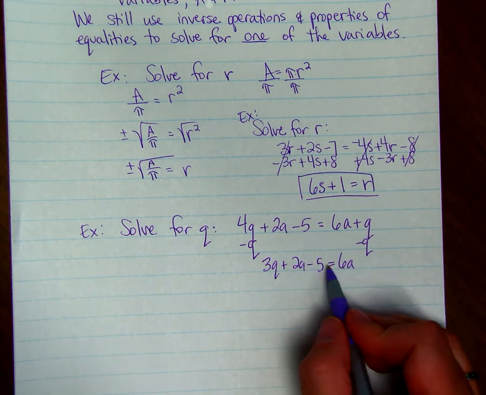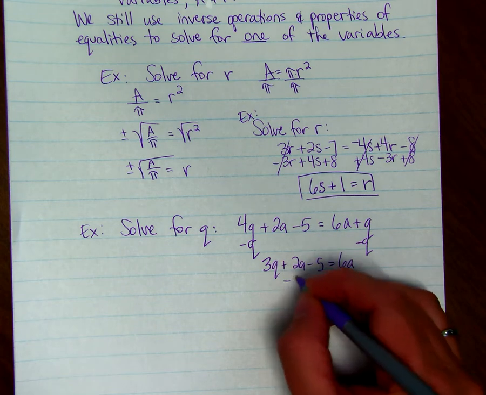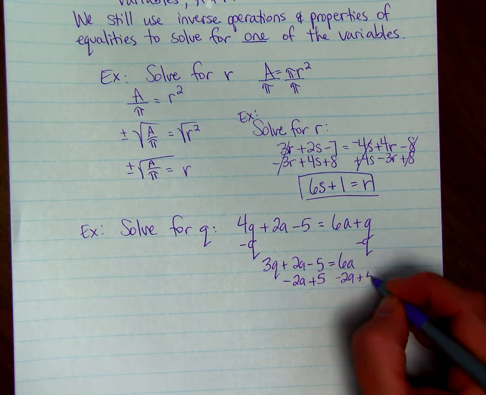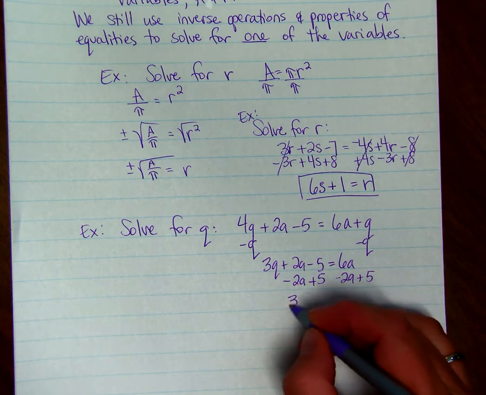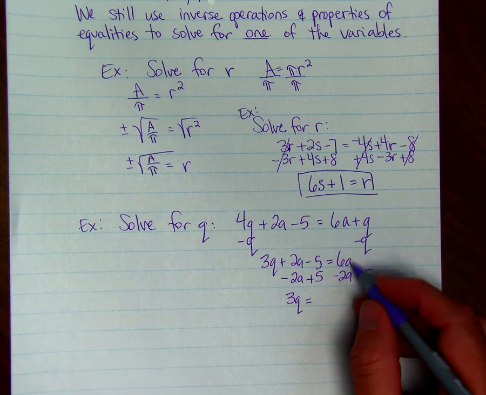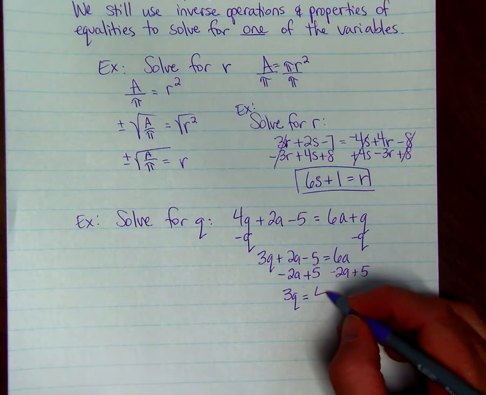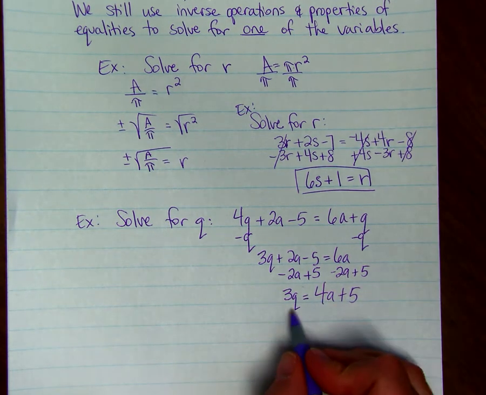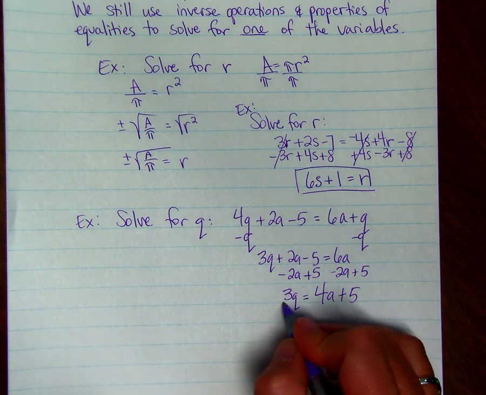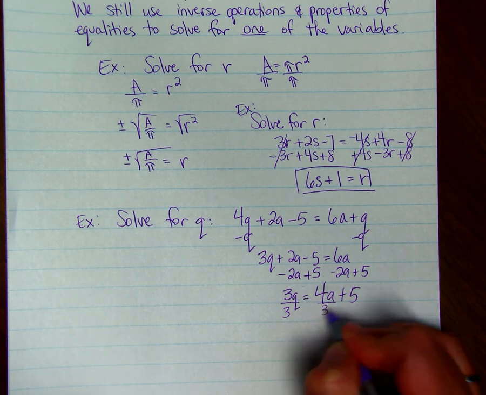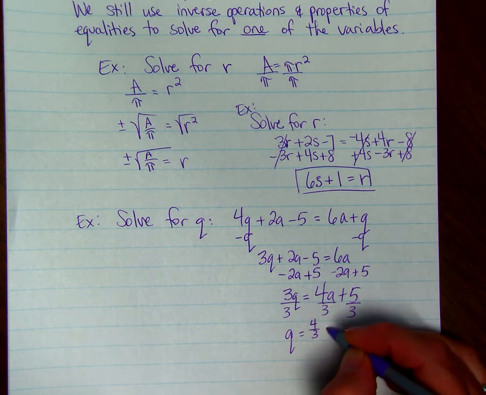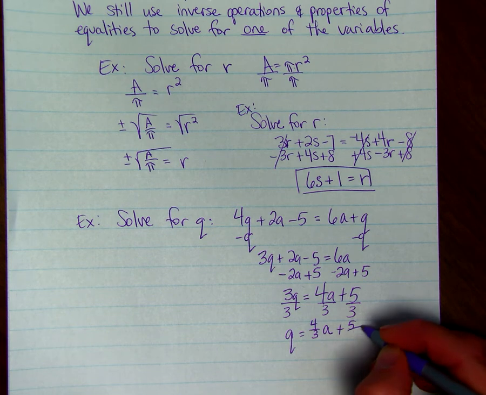Now, I don't want this 2a and I don't want this 5, so I'm going to do inverse operations on those terms. I'm going to subtract 2a and add 5. So I have 3q equals 6a minus 2a is 4a plus 5. Now, when we divide by 3 to get q all by itself, we have to divide every single term by 3. So we have q equals 4/3 a plus 5/3.